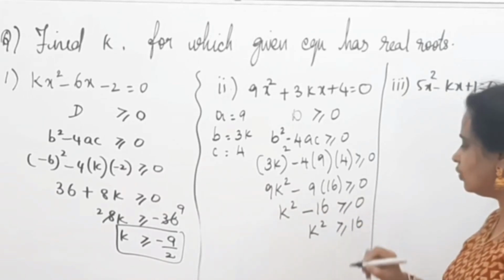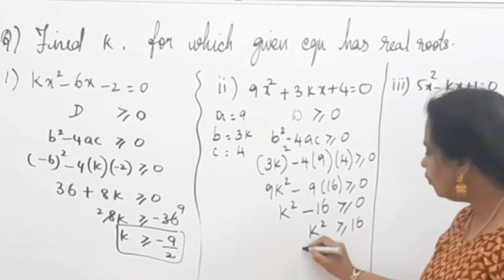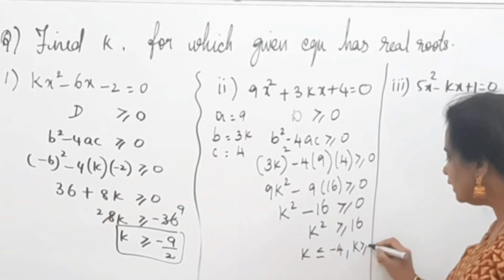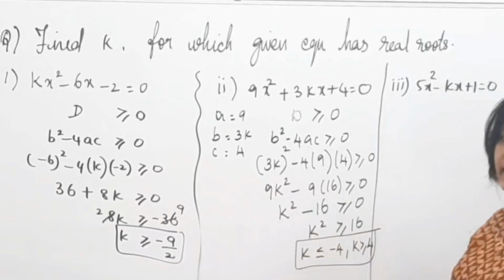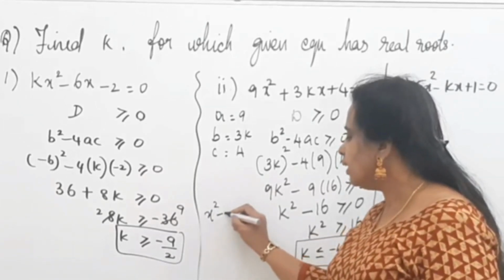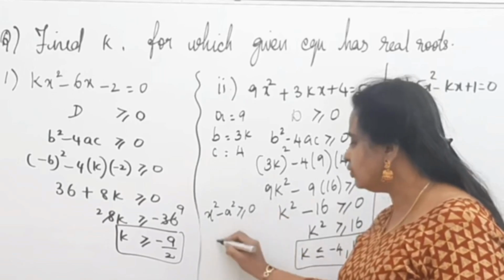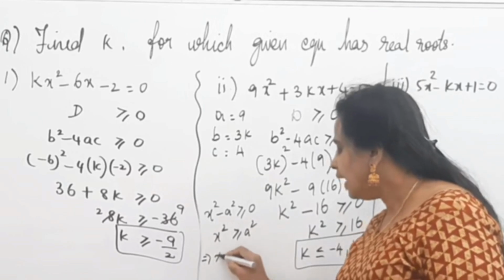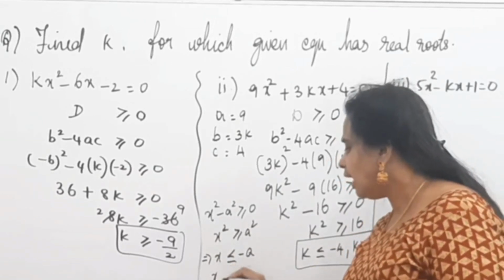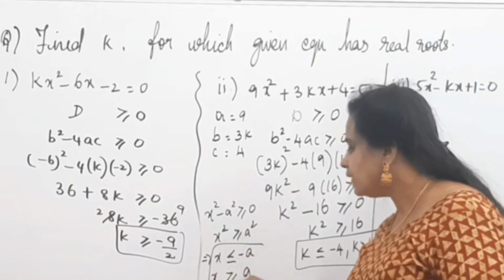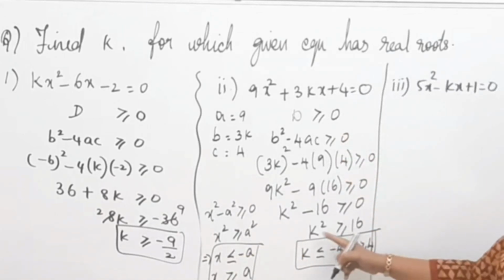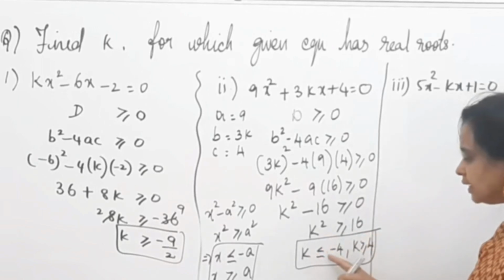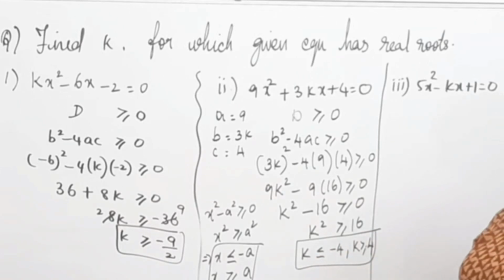So k square is greater than or equal to 16. Now k is less than or equal to minus 4 or k is greater than or equal to plus 4. This is the inequality concept. That is, x square minus a square is greater than or equal to 0, then x square is greater than or equal to a square. That implies x is less than or equal to minus a and x is greater than or equal to plus a. So the same way I got it, k is greater than or equal to plus or minus 4, where k is less than or equal to minus 4 and k is greater than or equal to plus 4.